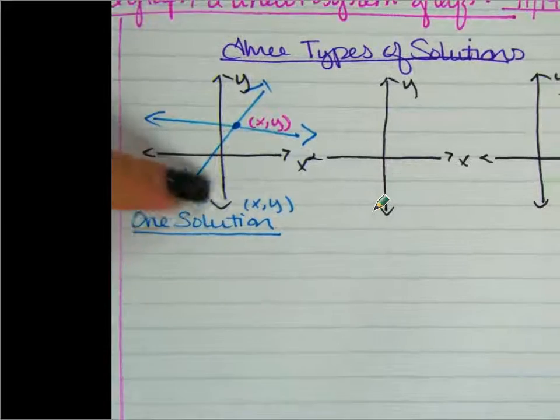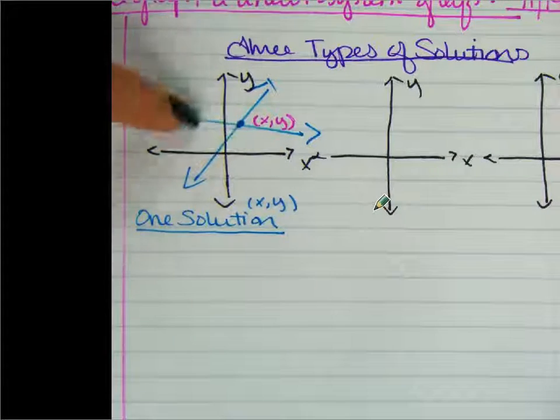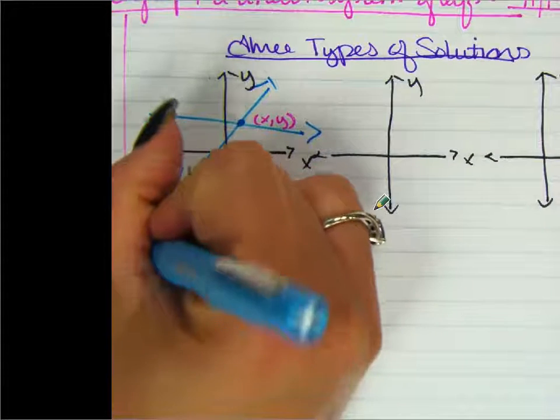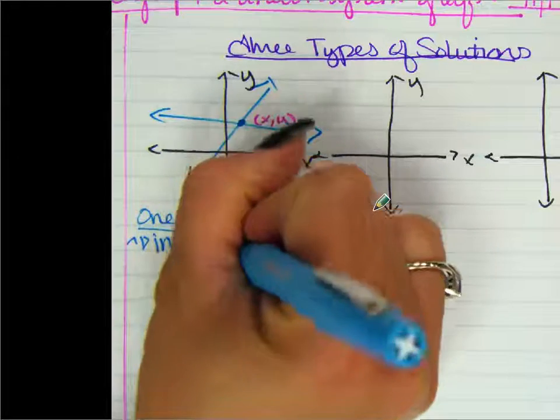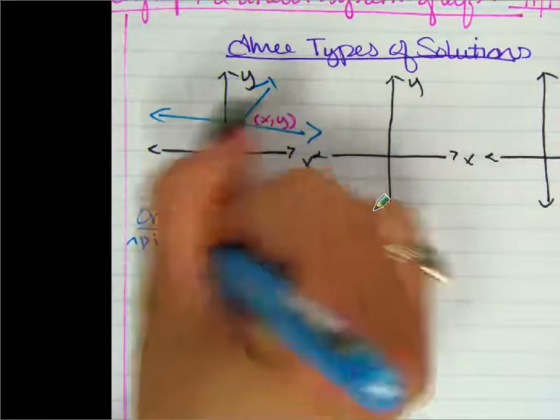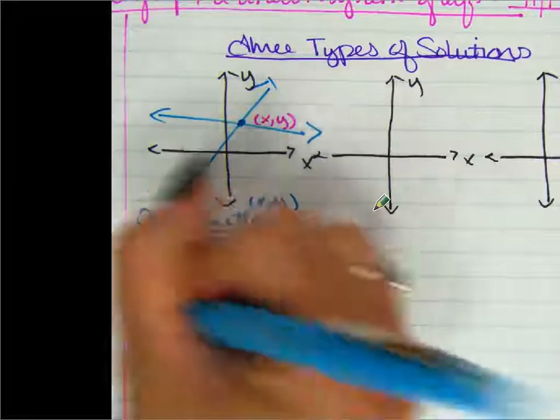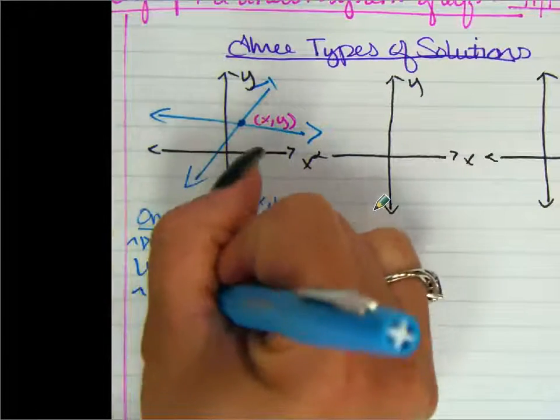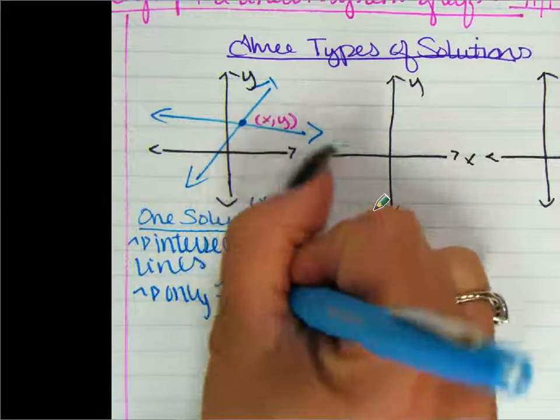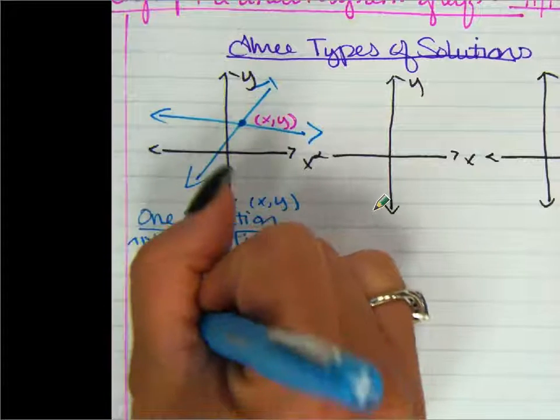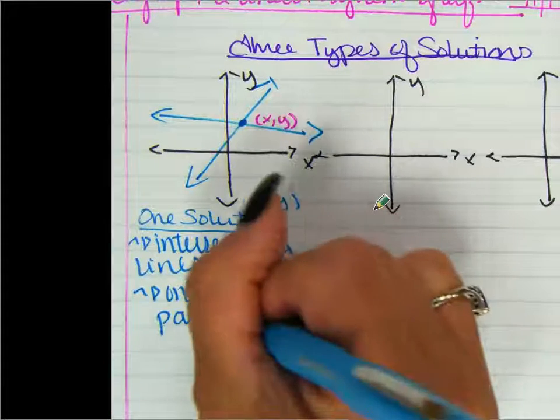That's more for the next couple days, but for today we're going to graph, so we want to know what it looks like. They're intersecting lines. Only one ordered pair works, which means it's a solution.